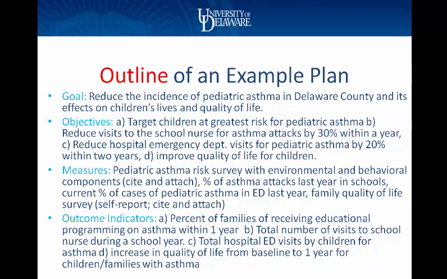And then outcome indicators. How would you measure the outcome? Percent of families who received educational program on asthma within 1 year. That comes back from your lit review of it's not just the children, but it's the families and the parents who need to know about pediatric asthma. Your objective A: the total number of visits to the school nurse during the school year, the total hospital ED visits by children for asthma, and then the quality of life from baseline to 1 year or whatever your short-term and long-term goal is after your plan is implemented.